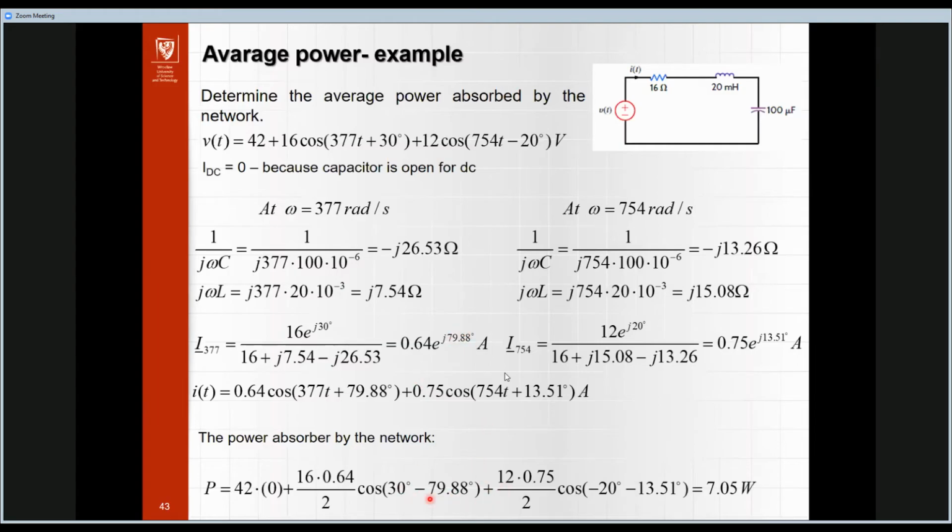So we must subtract this, and this part is connected with the second harmonic. So we have the amplitude of voltage and current, and here we see the differences in the angle between voltage and current. Okay, and as a result, we obtain that the power absorbed by this network is equal to 7.05 watts.